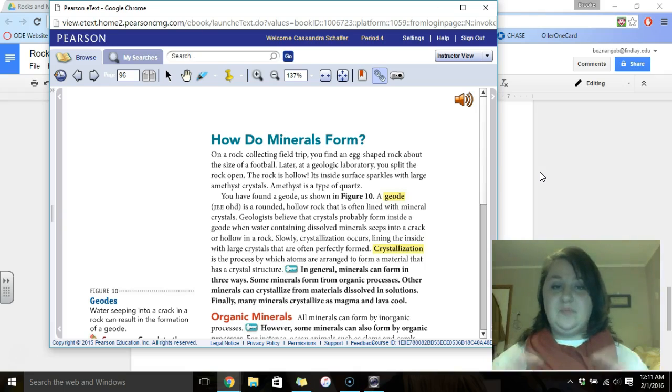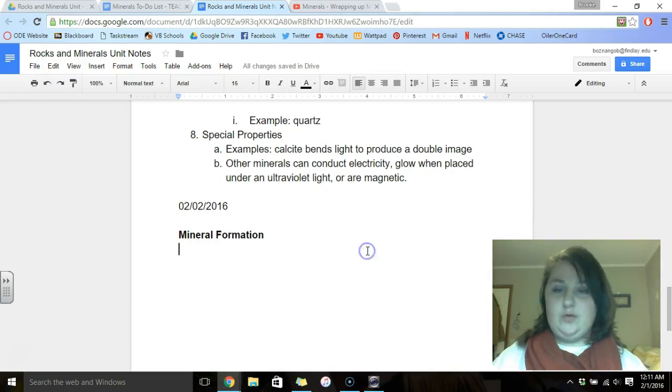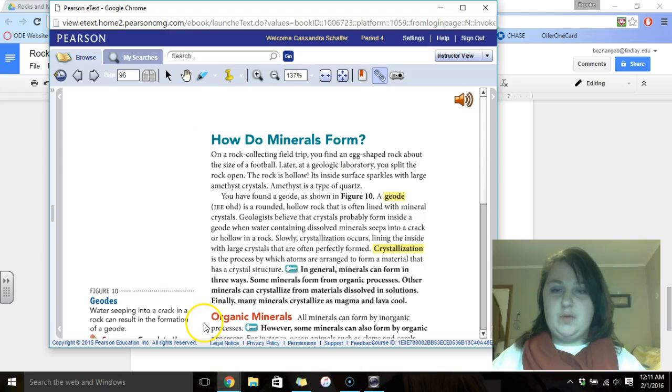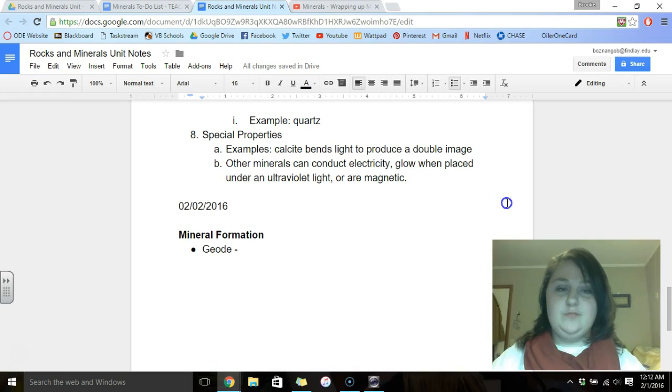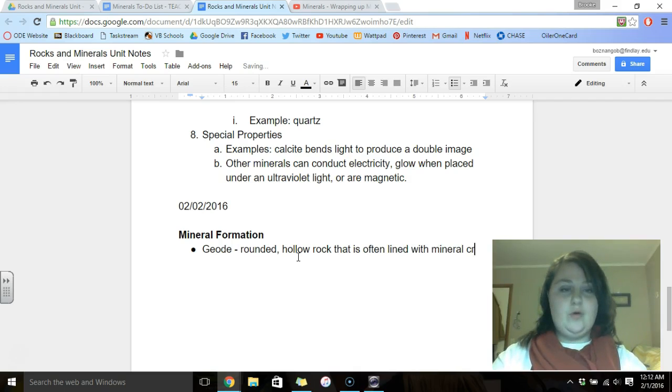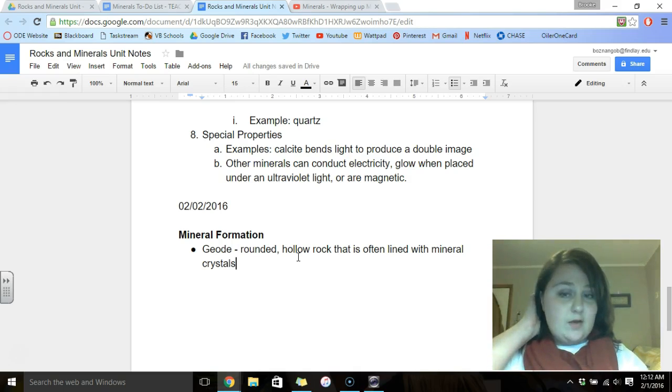So, I'm going to stop there for a second. We have two highlighted words we already need to put in our notes. One of them is geode. So, a geode. And let's see, what did our notes say a geode was? A rounded, hollowed rock that is often lined with mineral crystals. Yeah, I can't read today. So, a rounded, hollow rock that is often lined with mineral crystals. So, geode.